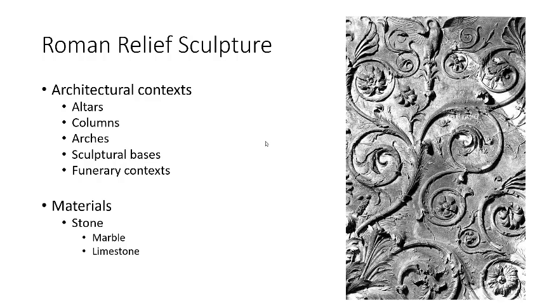I'm switching from the Augustus Prima Porta now to a little structure that is built by Augustus, so that I can take a quick look at Roman relief sculpture. We often see relief sculpture in architectural contexts, like altars and columns, arches, sculptural bases, funerary contexts, and materials are often marble and limestone. The first piece I'm going to show you is called the Ara Pacis, but I also can't help but give you a super quick tour and show you a couple, like a column, and maybe an arch or two, real quick.